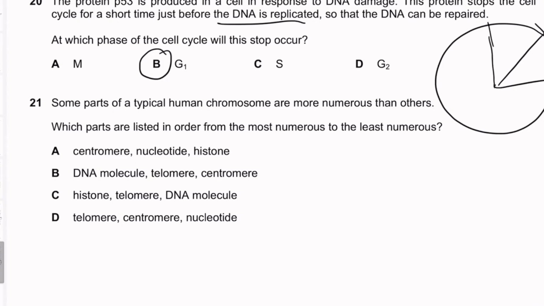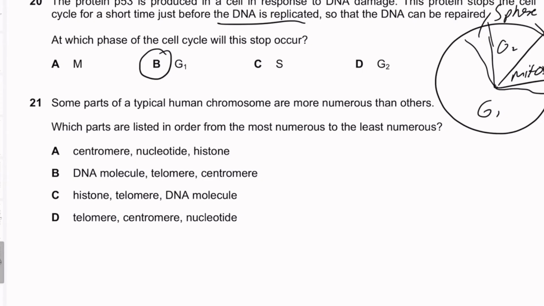Don't forget this. Okay, so here we have G1, first growth period, S phase, followed by G2, and then we have mitosis, and then cytokinesis. Okay, now let's move on. Some parts of a typical human chromosome are more numerous than others. Which parts are listed in order from the most numerous to the least numerous?